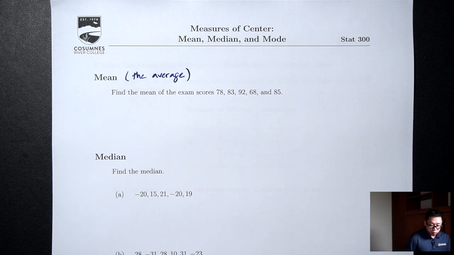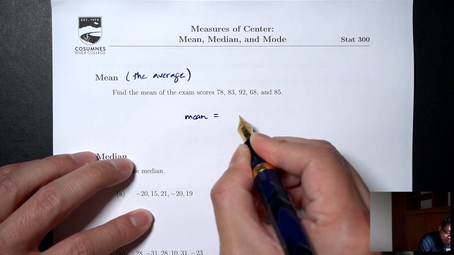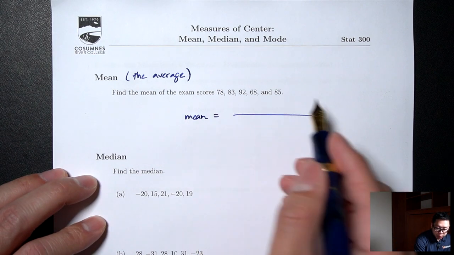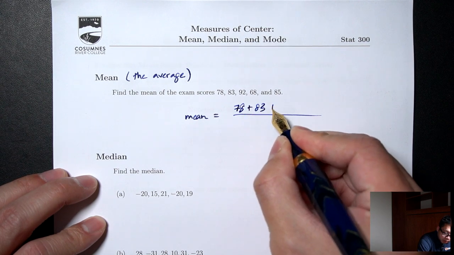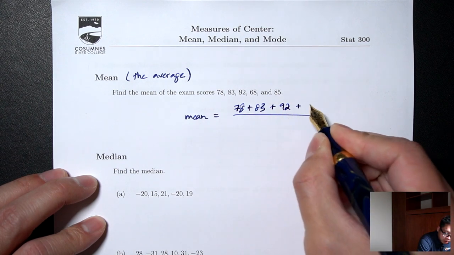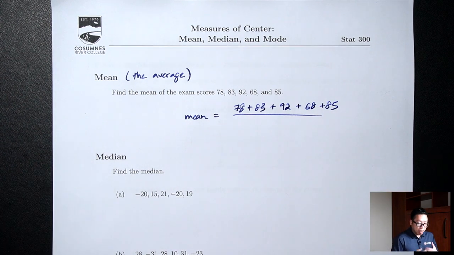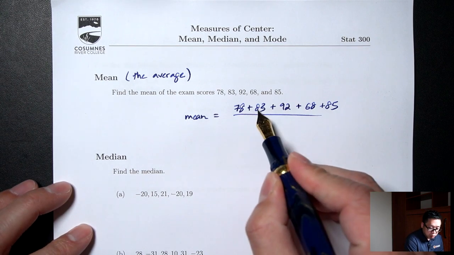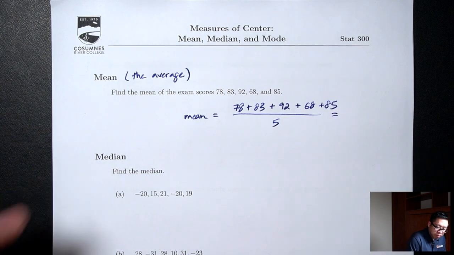To find the average or the mean, what we do is we'll add up all the data values and then divide by however many data values we have. So first thing we'll do is we'll add up all the data values. So 78 plus 83 plus 92 plus 68 plus 85. And then divided by however many data values we have. So how many data values do we have? 1, 2, 3, 4, 5.